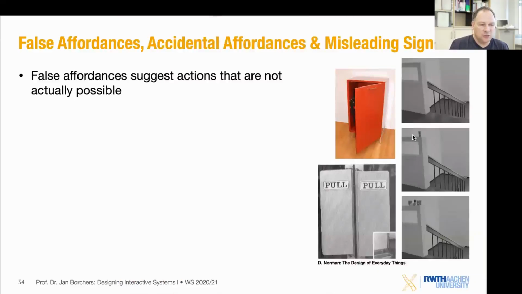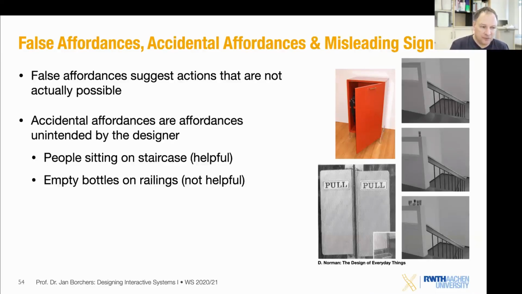So to summarize, we've got sometimes affordances that are false. So we perceive them, but they actually suggest something that's not possible. We can also have affordances that are unintended or accidental. Some examples would be people sitting on a staircase, in which case you could say a stair is mainly for walking down, but it also is a sitting area, kind of like a chair. So it affords sitting, even though the designer maybe did not intend that. But if it's a nice area to sit, then that's actually helpful.